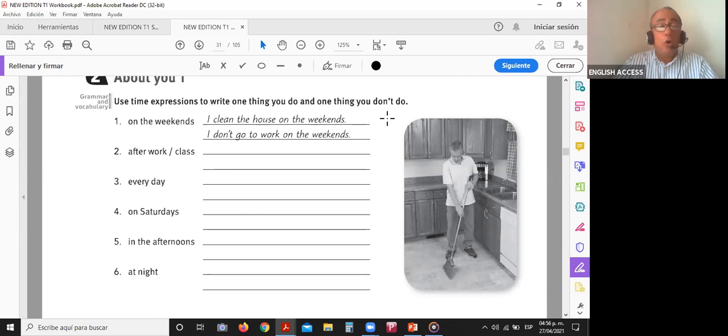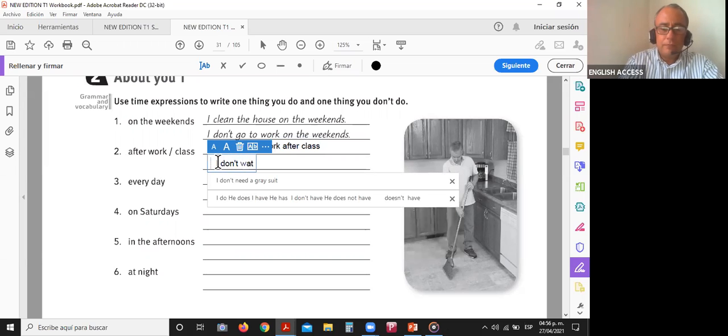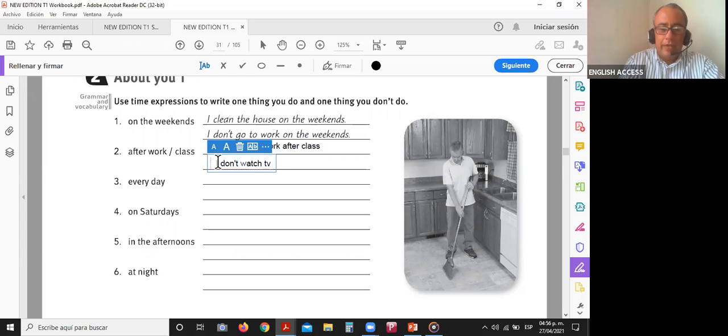Yes. Here in this activity, you need to use the time expressions that we have here to write one thing you do or don't do. For example, on the weekends, I clean the house. I don't go to work on the weekends. After class, maybe we can say an example here again. I do my homework after class. And that's something that is affirmative after class. Maybe negative. I don't watch TV after class.